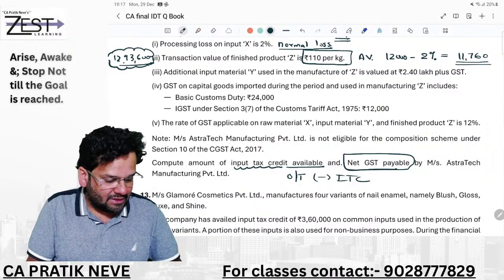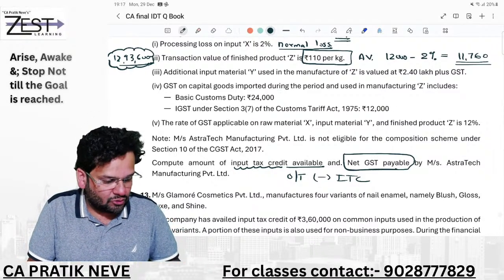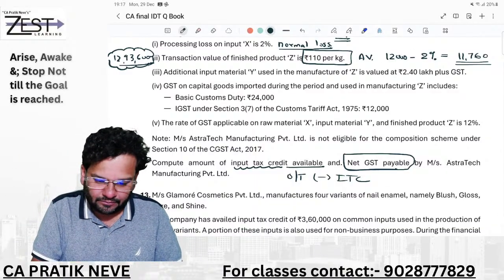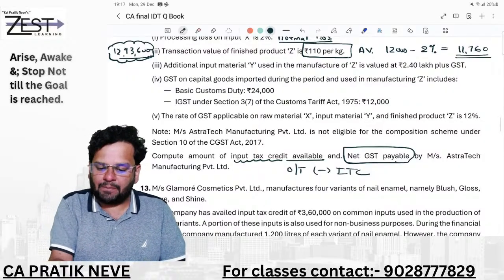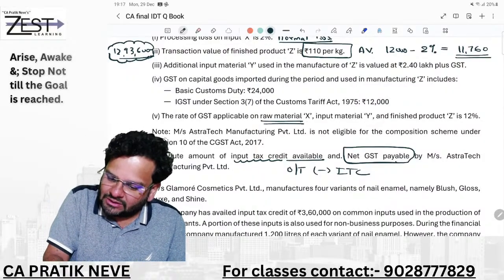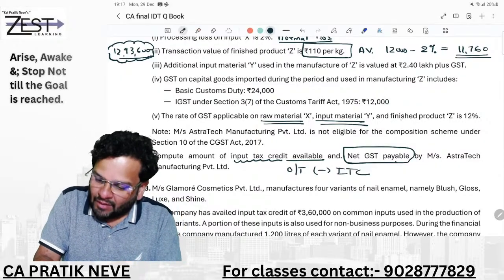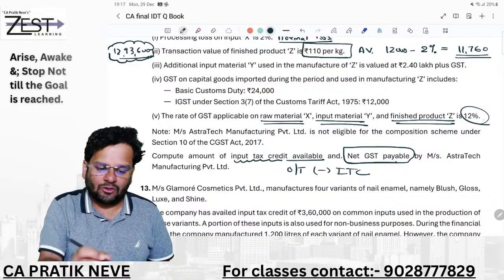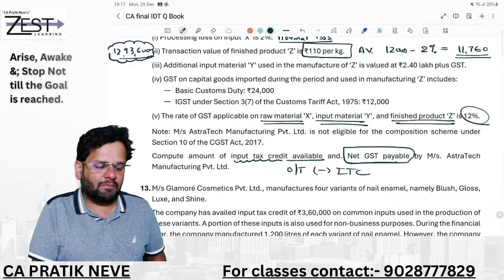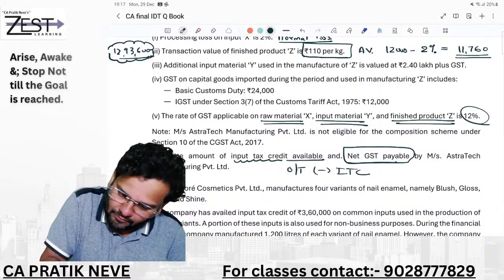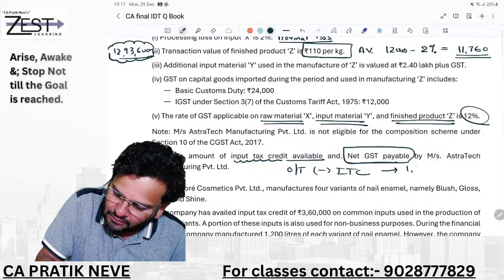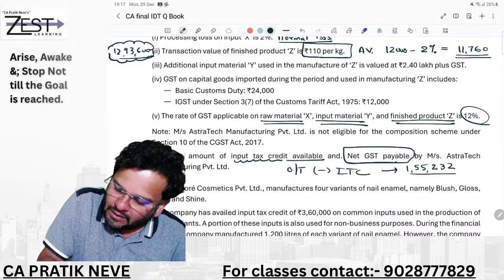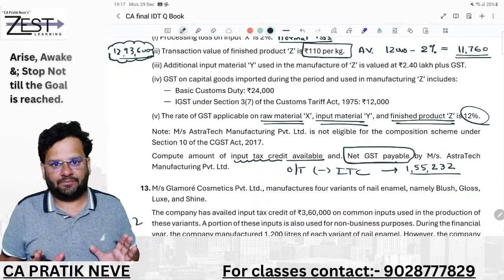So take on your calculator 12,93,600 into what percent is the GST? The rate of GST applicable on raw material X, input material Y and finished product Z is 12%. So please calculate 12,93,600 into 12%. So 1,55,232 is your output tax, isn't it?